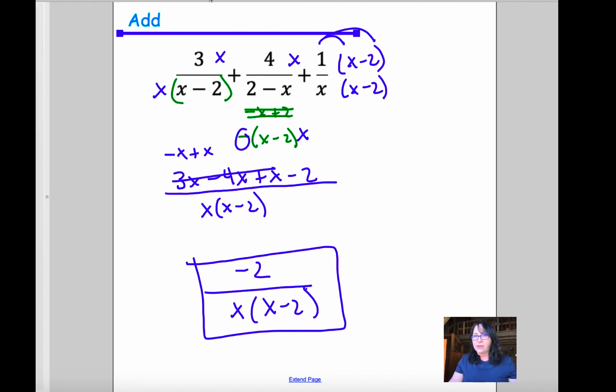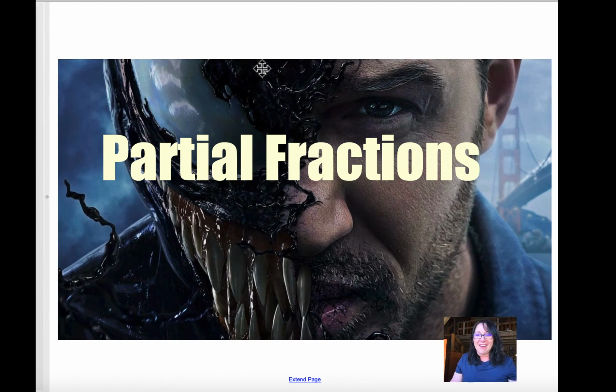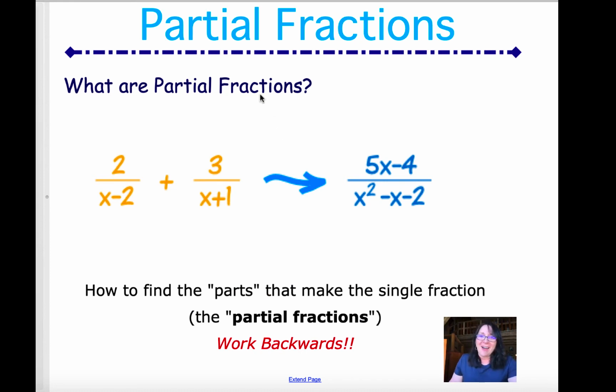Okay, so this is a really great, I love this example. Okay, so moving forward, partial fractions, right? Who's not ready for Venom 2? Coming up, right? Awesome. Okay, partial fractions, you get it? Okay, anyway. All right, partial fractions.